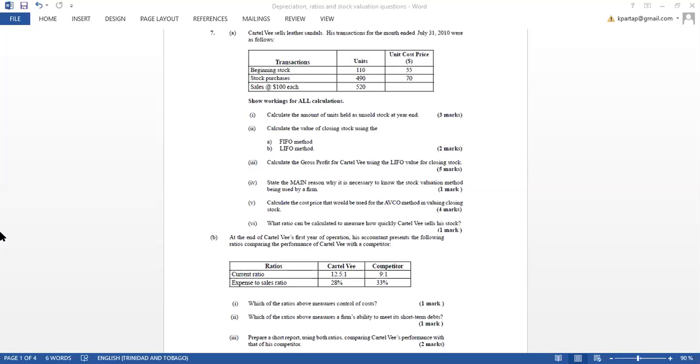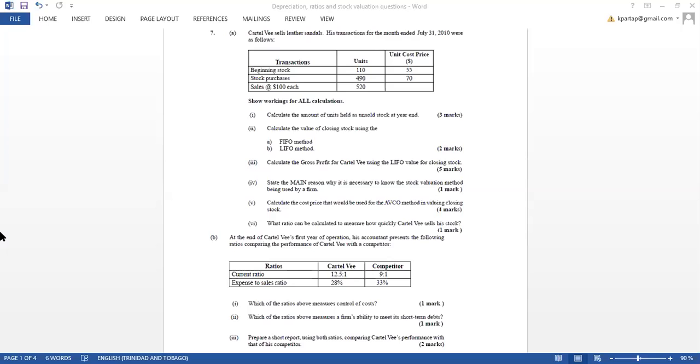Then you are going to calculate the gross profit for them. So remember, to calculate gross profit, you need to do a trading account. This is what we were looking at yesterday. A trading account meaning you start off with sales. To find your sales, you are looking at the amount of units they sold and the cost for each. So they sold 520 units at $100 each. So you can simply work out the sales amount by multiplying 520 by 100 and you will get the sales figure.